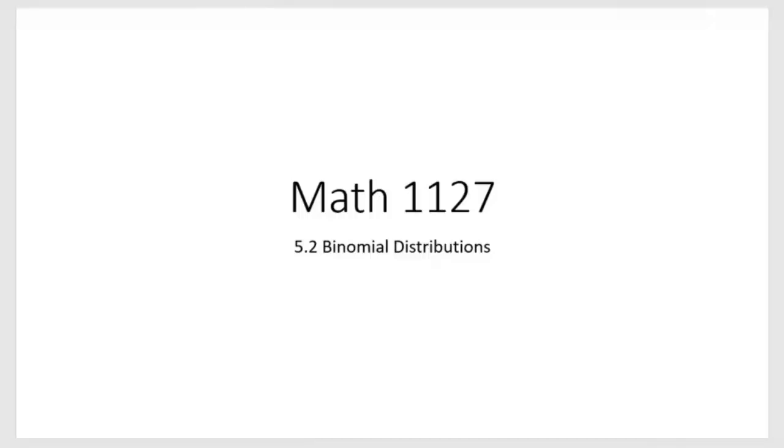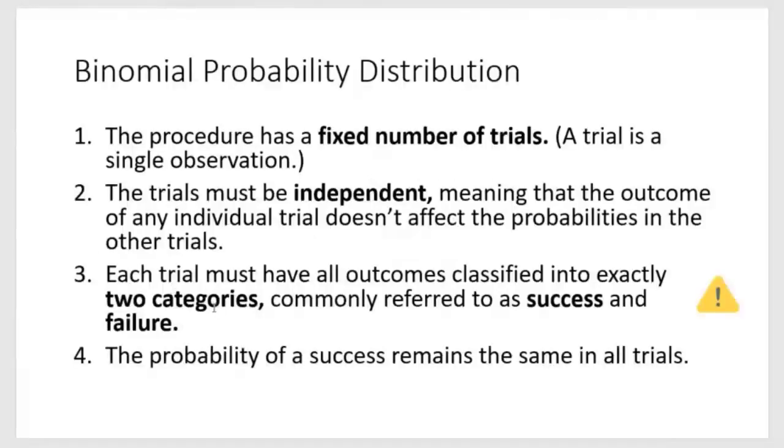This lesson really gets into the particulars of the binomial distribution, and I have mentioned it a couple of times in past lessons. These four things are what makes a probability distribution binomial. There has to be a fixed number of trials, and a trial is any single observation or outcome, like when you roll one die. So you have to know how many times you're going to roll the die. Or if you're going to ask people questions in a survey, you have to know how many people you asked. There has to be a fixed number of trials.